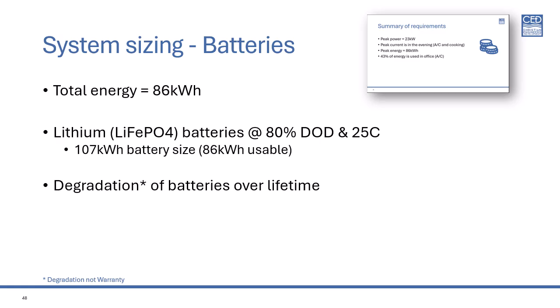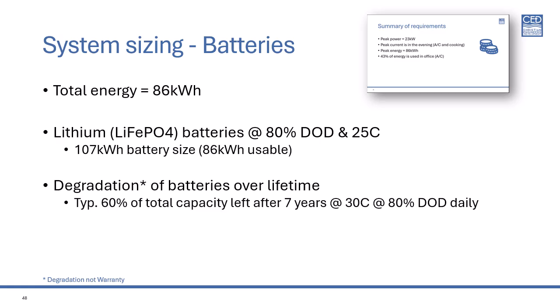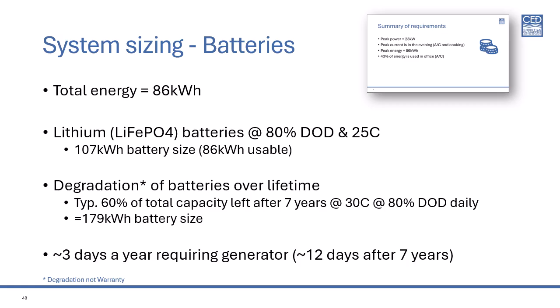But the degradation of the battery over its lifetime is typically around 60% of the rated capacity after 10 years at 20 degrees centigrade, or 7 years when operating at 30 degrees centigrade. So this gives us around a 179 kilowatt hour requirement. Due to the weather extremes, a 179 kilowatt hour system may have insufficient battery capacity for around 72 hours a year, when it degrades to around 280 hours after 7 years. And we can improve these numbers if we run the system at lower temperatures.